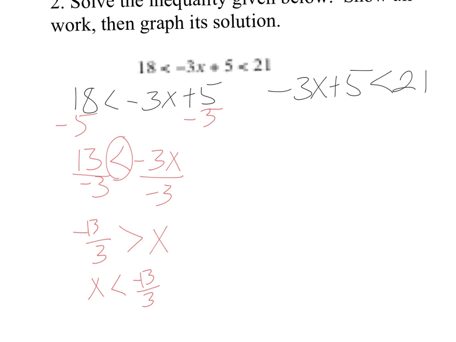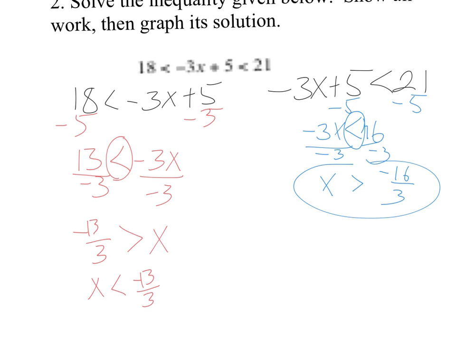Okay, my other one, I'm going to do the same step, so minus 5 from both sides. Cool, and I've got negative 3x is less than positive 16. Divide by negative 3. I've got to flip my inequality around. I've got x is greater than negative 16 over 3.